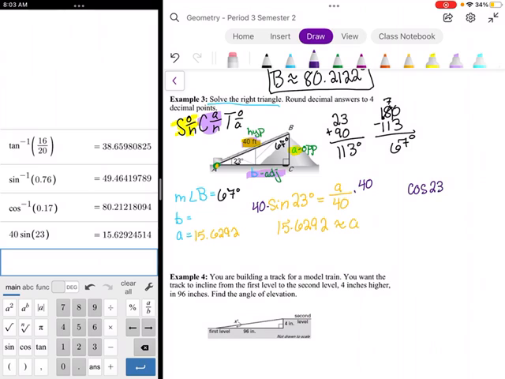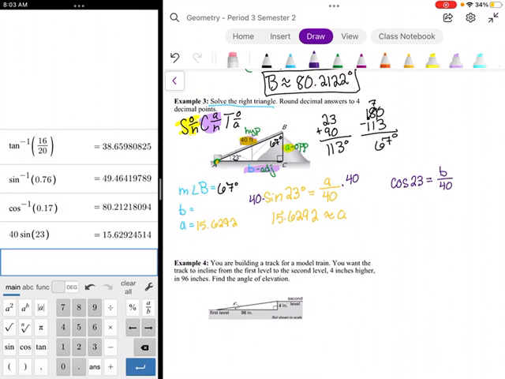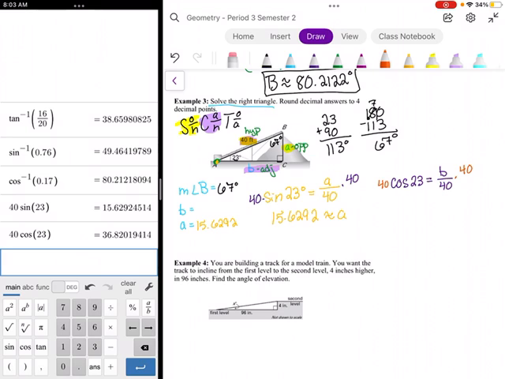So we have cosine of 23 degrees equals B over 40. So then to solve this, you're going to multiply both sides by 40 to get cosine by itself. Then you can type it into your calculator, and you would get 36.8202 is about equal to B. So this one had 3 answers, and there will be a problem like this on the test where you do have to solve a right triangle.